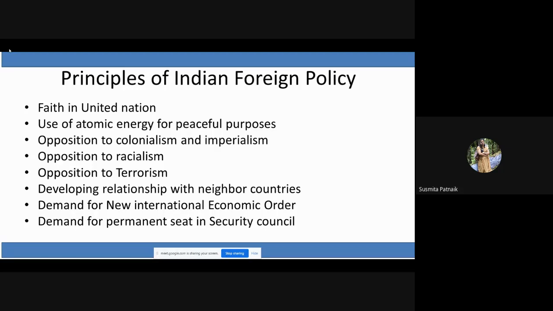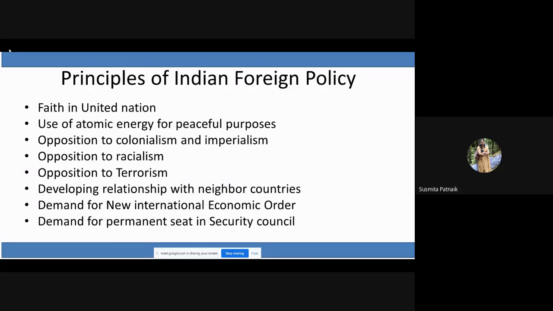The next one is opposition to terrorism, any part of it, the internal terror or the external terror. There are two types of terror, the internal terror and the external terror. And a principle of Indian policy is opposing terrorism. Then the next point is maintaining good relationships with neighbor countries.